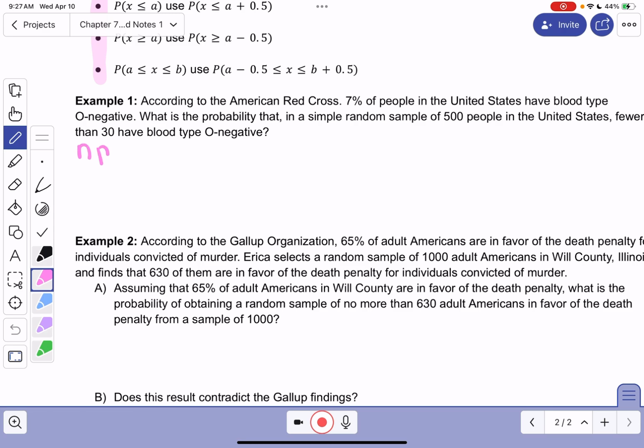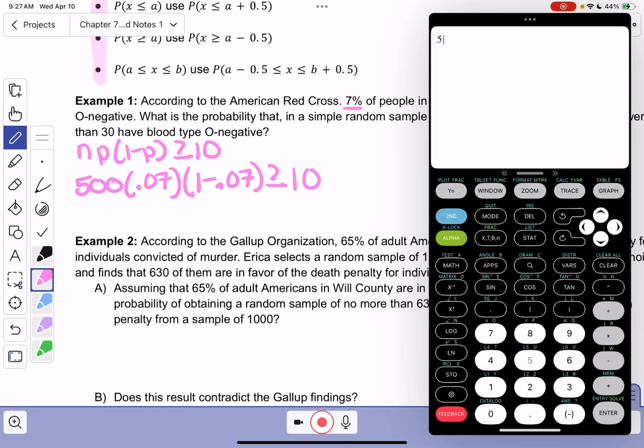So we're going to do N times P times 1 minus P, and test if it's greater than or equal to 10. N is 500, that's the people we talked about. P is 0.07, the probability that they have O neg. And then 1 minus 0.07 would be our failure probability. So we plug that in: 500 times 0.07 times 1 minus 0.07 equals 32.55, which is greater than or equal to 10, so we can use the normal.